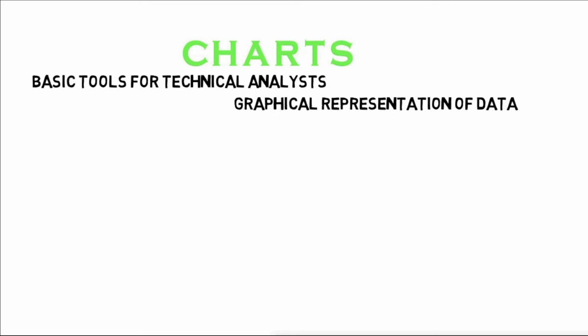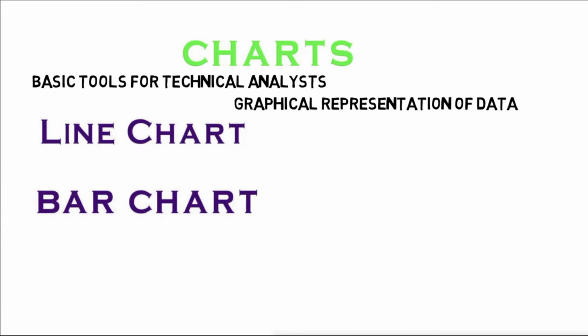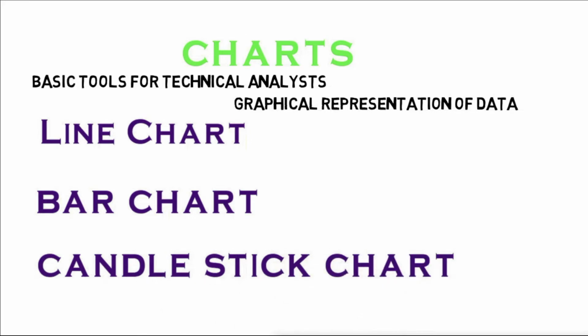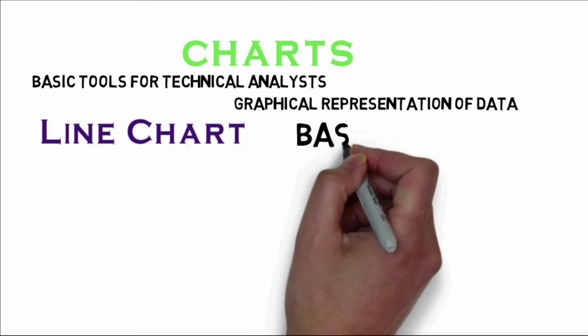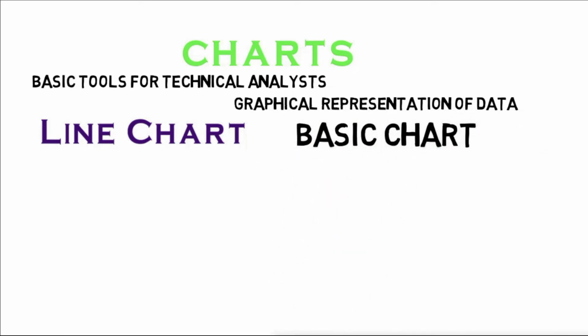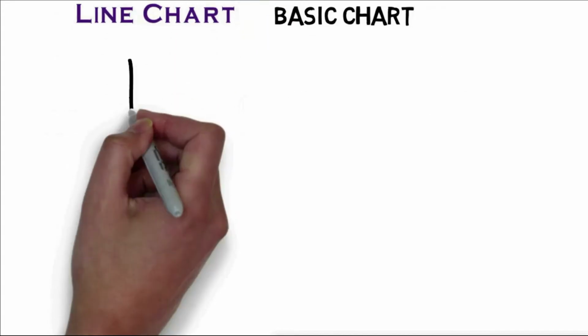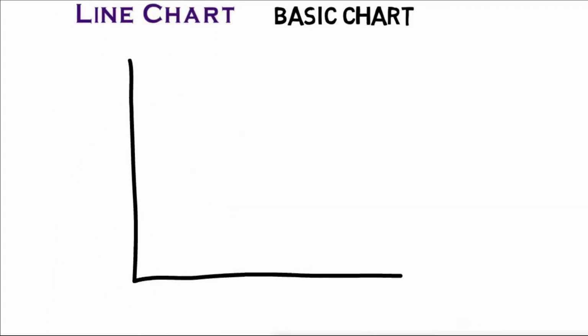Let's first see the types of charts used in the stock market: line chart, bar chart, and candlestick chart. Let us first have a look at a line chart. Line chart is the basic type of chart and is also known as the traditional chart. If there is a continuous change in the price of a product, then we can graph it on a chart to make it easier to understand.